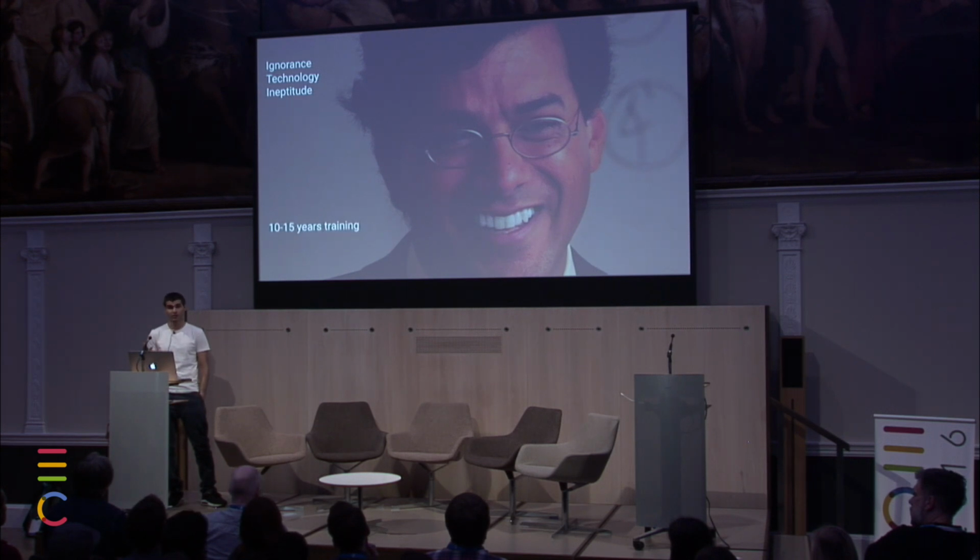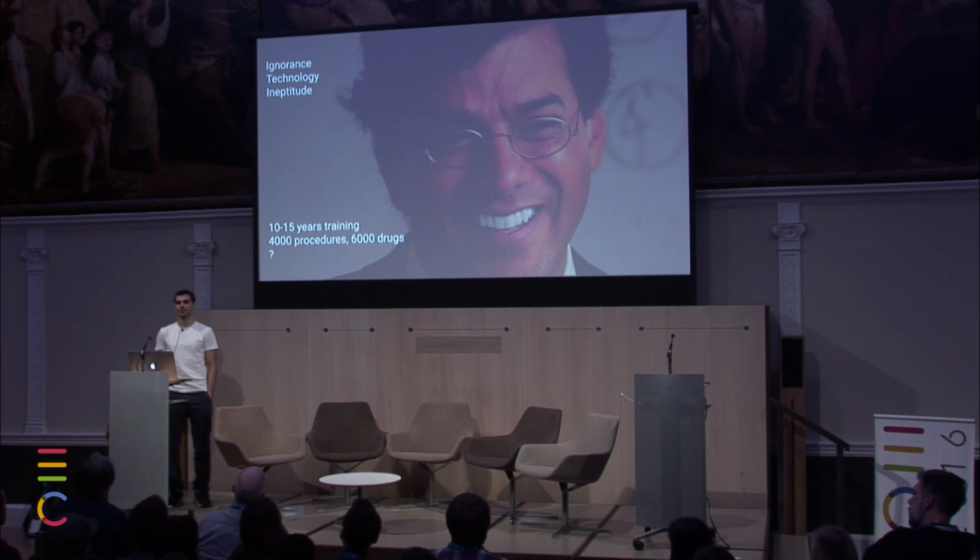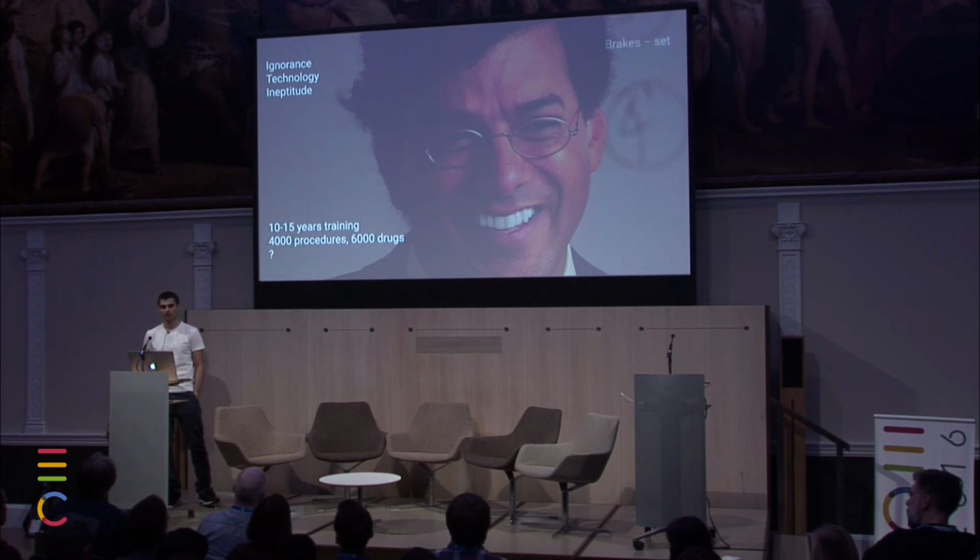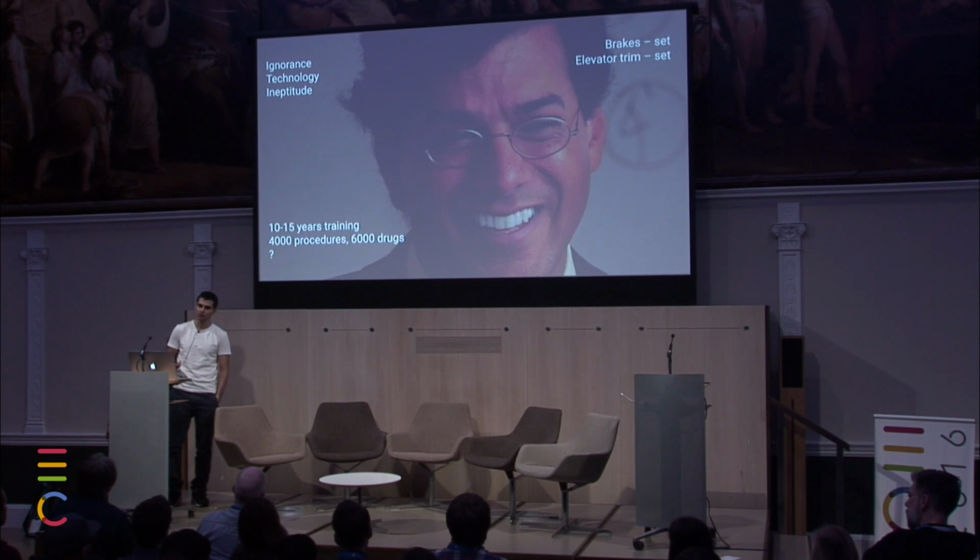Up to now, all surgical attention had been focused on the first two. The average surgeon had 10 to 15 years worth of training. The average surgeon performed up to 4,000 different procedures and prescribed up to 6,000 drugs. But unlike the aviation industry, they had forgotten about the third problem. The problem that highly skilled people make basic mistakes. The airline industry solved this by having the concept of basic checklists. So the pilot would read aloud to the co-pilot before takeoff, reading off things like the brakes, making sure they're set, and the elevator trim, and making sure the autopilot was disconnected.